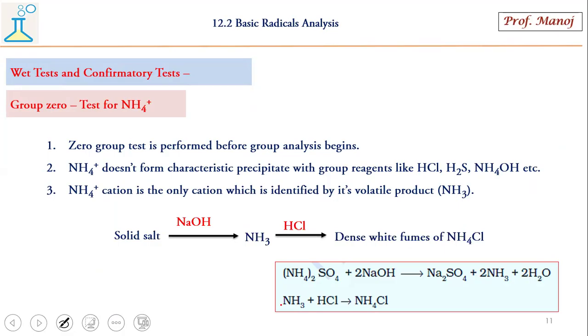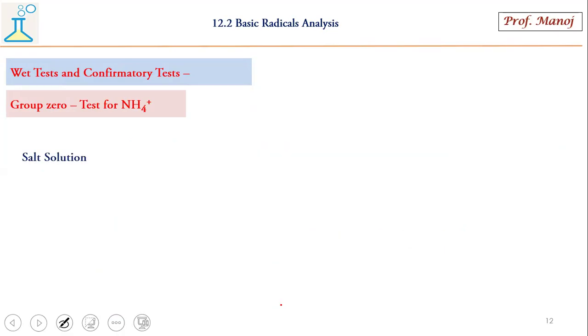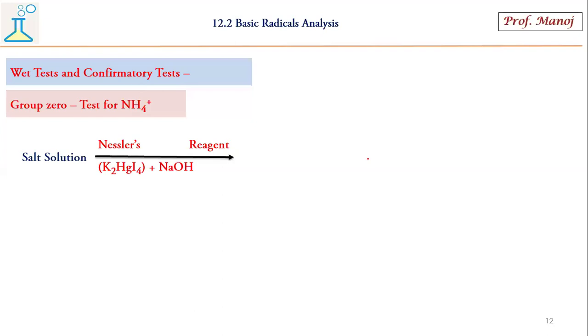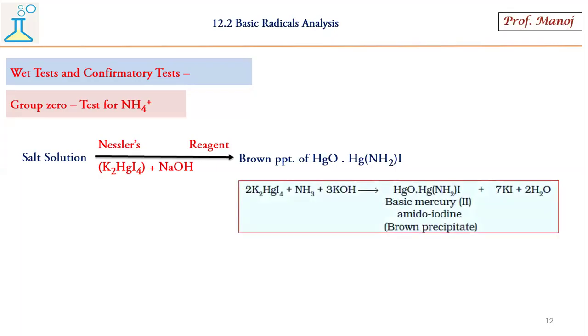Very simple dry test. Here also I am keeping the same strategy. The box which you see are NCERT reactions. Now we come to the wet test further. So in the wet test we have salt solution treated with Nessler's reagent. Now Nessler's reagent is this compound K2HgI4, which gives you brown precipitate of a compound looking like this. Now this is a compound called basic mercury amido iodide, and this compound has this particular structure.